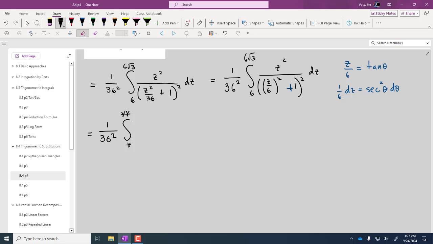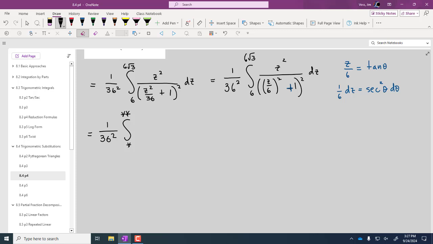Okay, so in the numerator, we have a z squared. From our let statement here, z is going to be 6 tangent of theta. So z squared will be 36 tan squared.